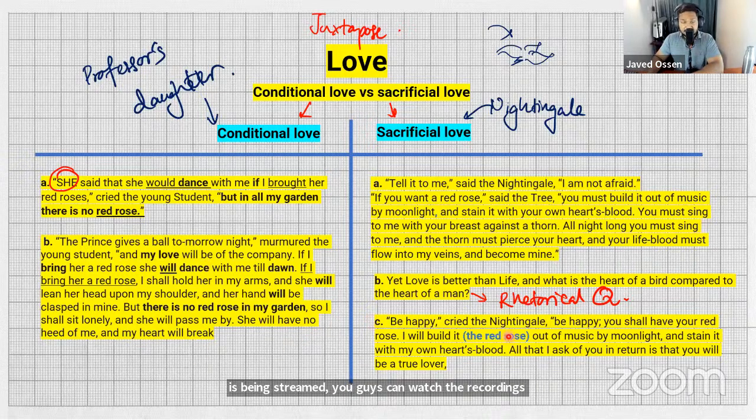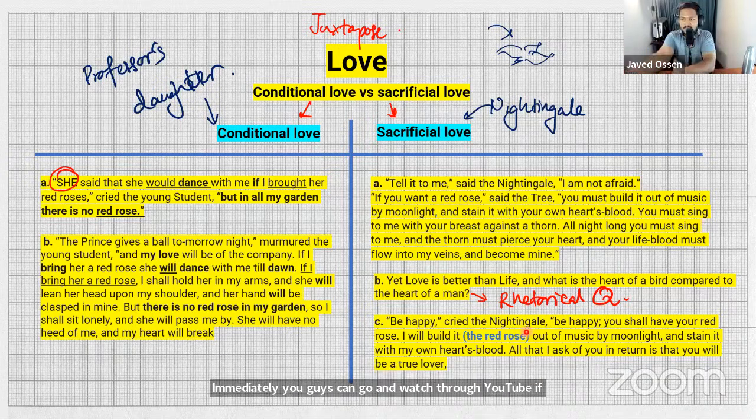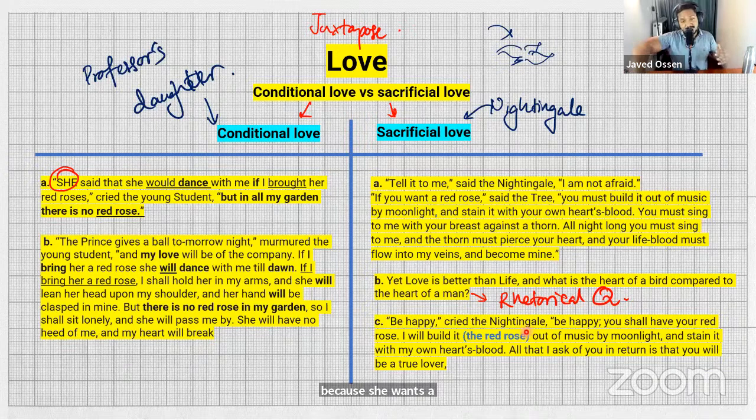So we have the Nightingale's sacrificial love. The Nightingale is not committing suicide, but it's like she is committing suicide. She is giving up her life because she wants a red rose, and she wants the red rose to be given to the young student. And this young student wants the red rose to dance with his cynosure in the princess's ball.